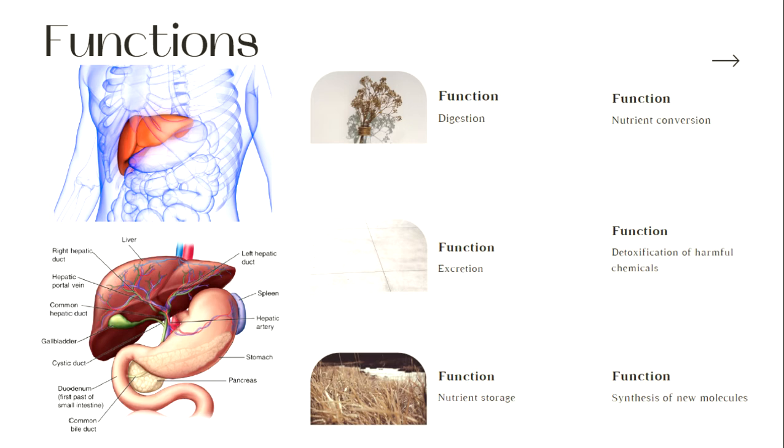The next function is the detoxification of harmful chemicals. The liver cells remove ammonia from the blood and convert it to urea, which is eliminated in the urine. Other substances are detoxified and secreted in the bile or excreted in the urine. And last is the synthesis of new molecules. The liver synthesizes blood proteins such as albumin, fibrinogen, globulins, and clotting factors.